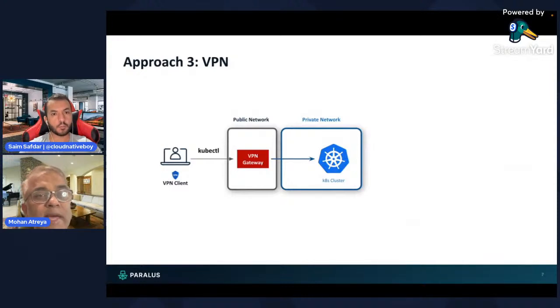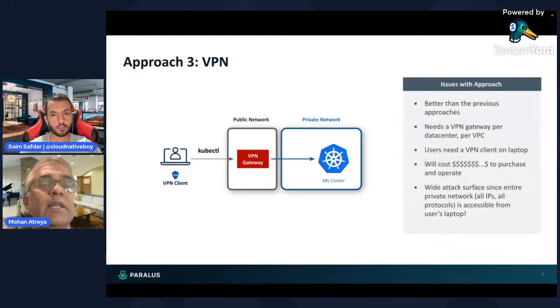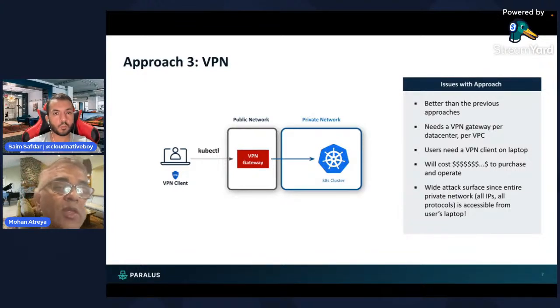A third approach is that of a VPN. In a VPN, you install a gateway, and the advantage with a VPN is you can improve the user experience by shifting some of that to the end user. So if you look at this here, it is a little better because instead of using the same kubeconfig at the bastion for all users and being unable to differentiate between user A and B, here you can give them unique kubeconfigs.